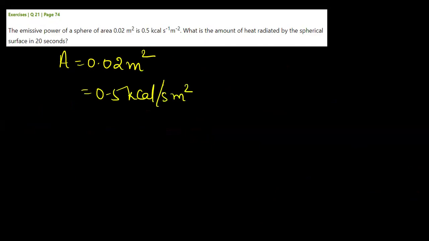Emissive power of a sphere of given area. Area is given as 0.02 meter square. Emissive power is 0.5 kilocalories per second meter square. So this they have already given.